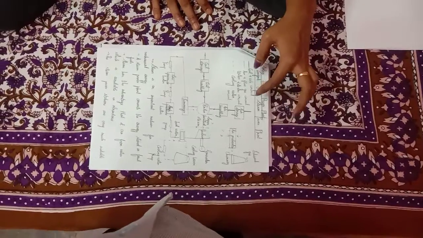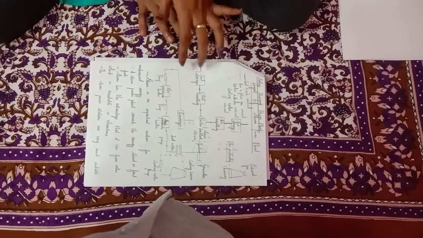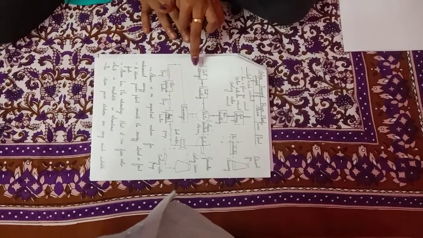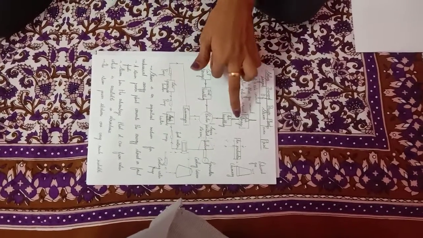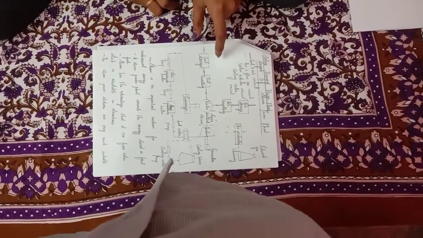First, we are going to see the coal and ash circuit. What are the parts that come under this? Coal storage, coal handling, ash storage and ash handling. So these are the 4 parts of the coal and ash circuit.